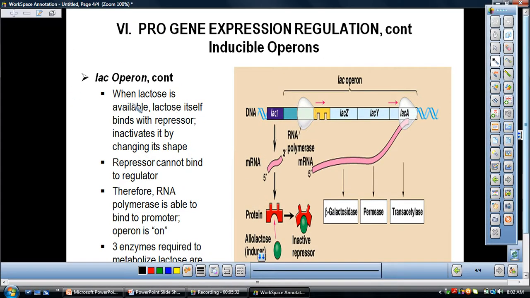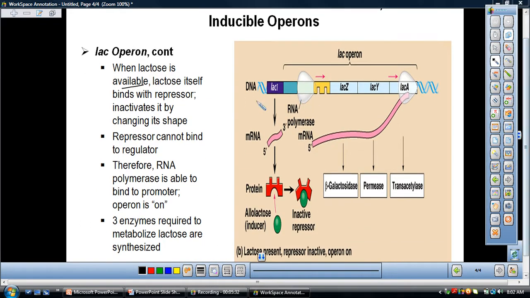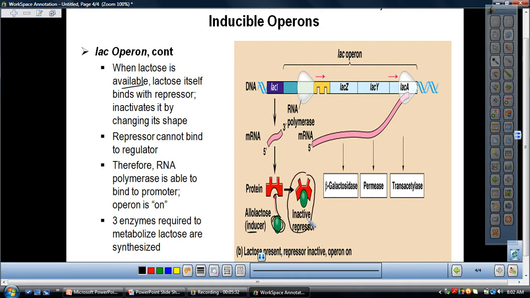So when lactose is available, meaning let's say it's in high supply, you drink a lot of milk, a big glass of milk, and it's available to the cytosol of the bacteria, they are going to need to break it down. So in this picture, you can see this green little molecule right here is a type of inducer that when it attaches to the active repressor, it makes it inactive. So it turns this to an inactive form.